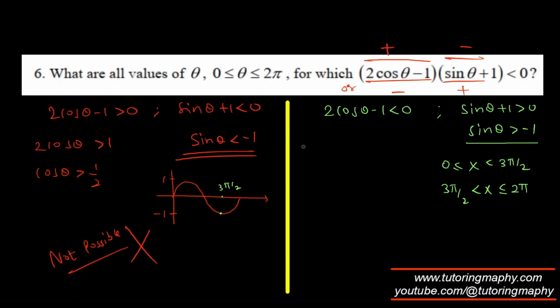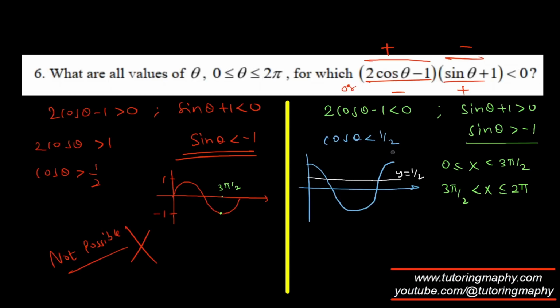And over here I need to do cos theta, the same arrangement as I've done here except the opposite sign. So cos theta is less than 1 over 2. Cos theta looks something like this and 1 over 2 is somewhere over here. I want cos theta to be less than 1 over 2. So the blue one should be below the white one, which means it should be something like this, right?